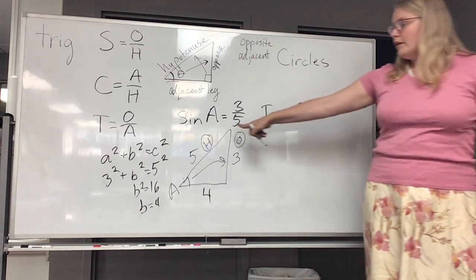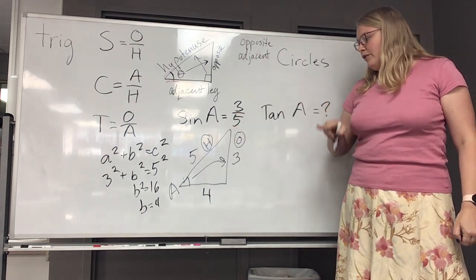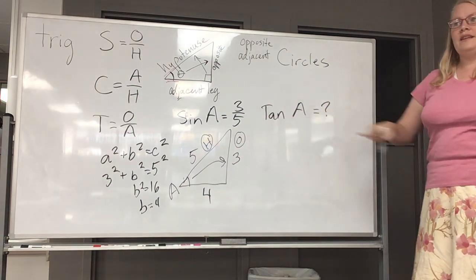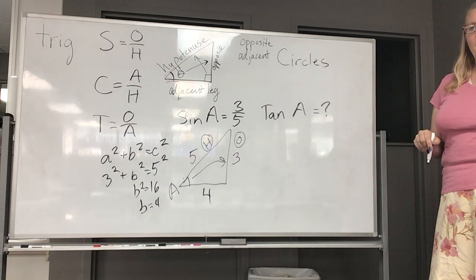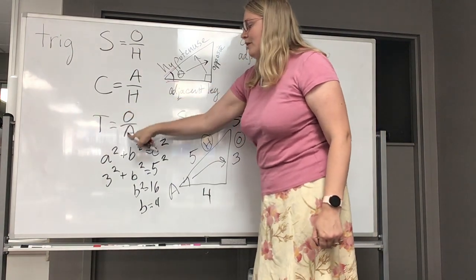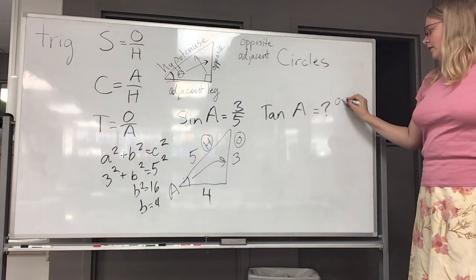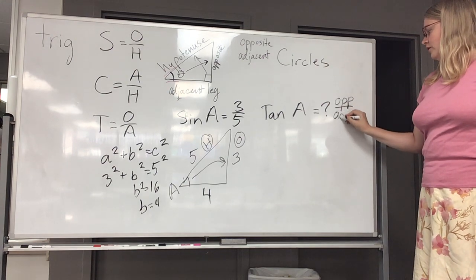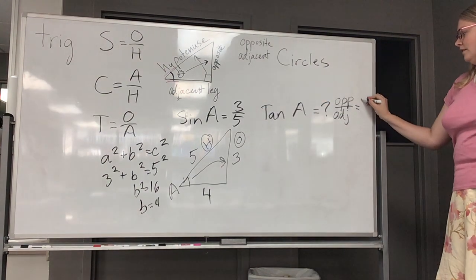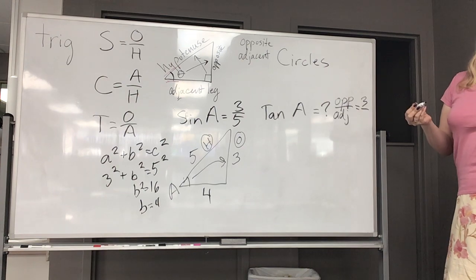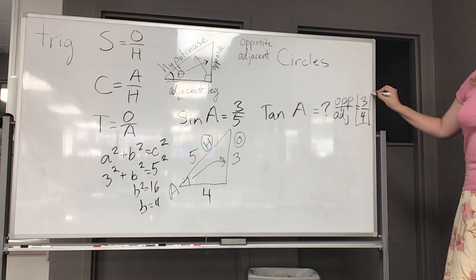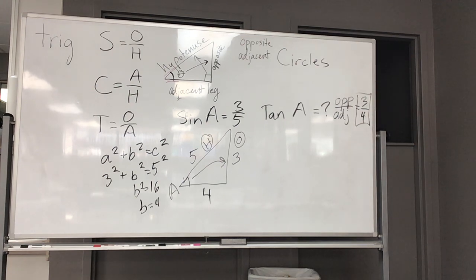So again, they started with A, and they told us the sine of A was 3/5. We figured out the missing side. What pieces do we need in order to find tangent? Opposite, adjacent. Yeah, TOA: tangent is opposite over adjacent, so we need the opposite over the adjacent. Well, we already had opposite over hypotenuse, so the opposite is still 3. That hasn't changed because we stayed with angle A. But the adjacent that we found is 4. And so the tangent is 3/4.